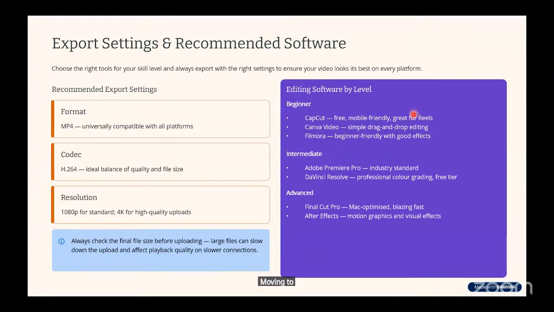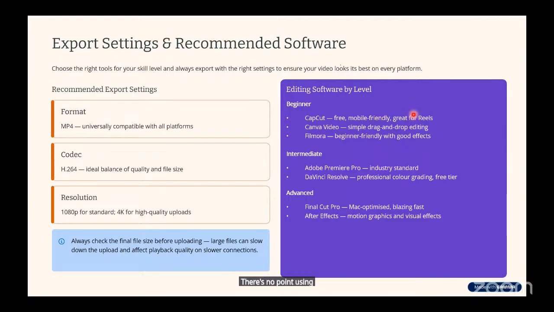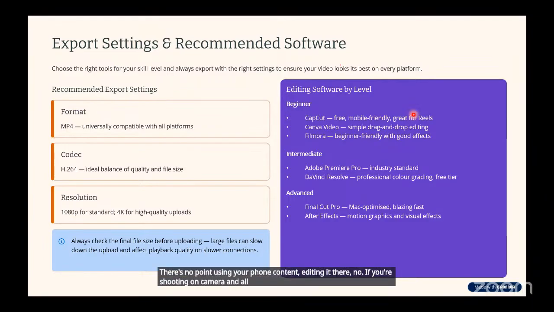Moving to the next thing, advanced, Final Cut Pro and After Effects. These are something that you cannot, there's no point using your phone content, editing it there. No. If you're shooting on camera and all of that, then editing it there is going to make sense. Otherwise, no. Stick to the beginner level. These are more than enough unless you are getting into the camera and things like that. Got it? So these are the things that you have to keep in mind.